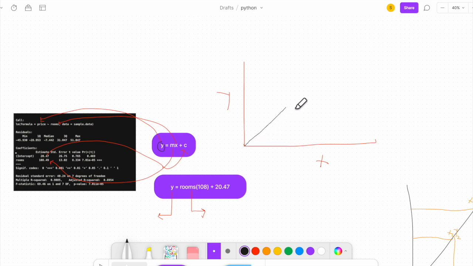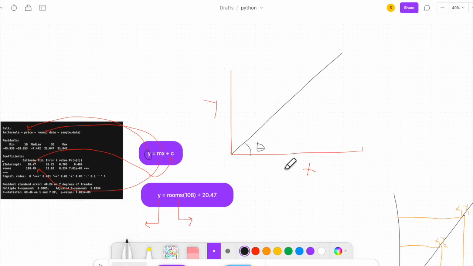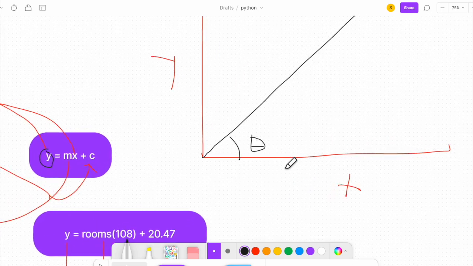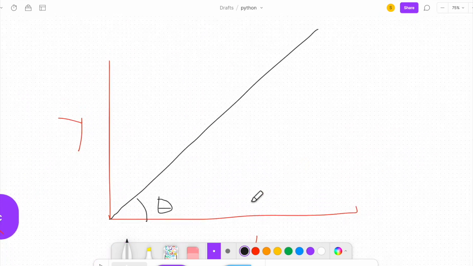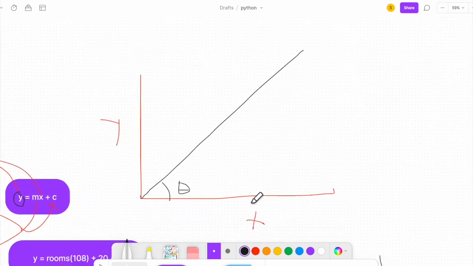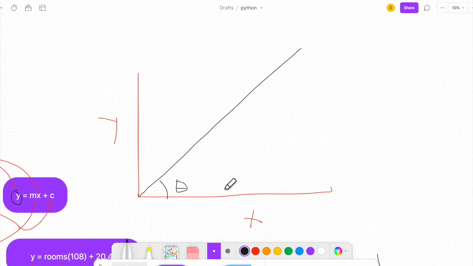Suppose there is a straight line which starts from here. The angle which it makes here, theta, is what the slope is, tan theta. And suppose you have to figure out this theta based on the number of points. Mathematically, this is how you decipher it.